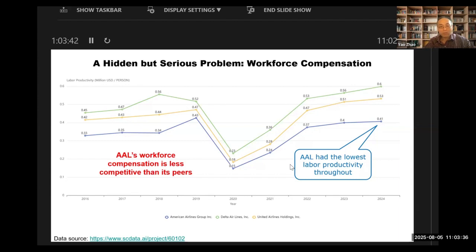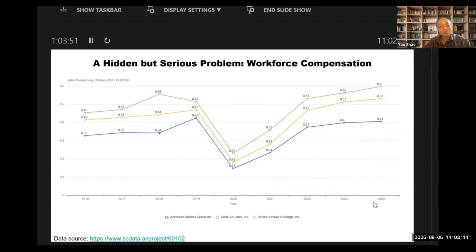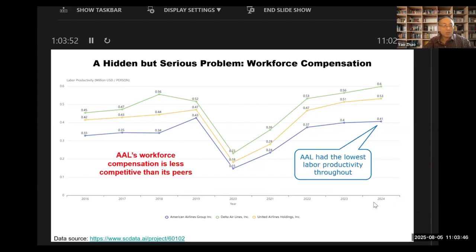Okay, so American Airlines' problem: they spend too much money on these items in the cost of goods sold compared to their peers, and they are also not compensating their employees competitively enough. That was the key problem.